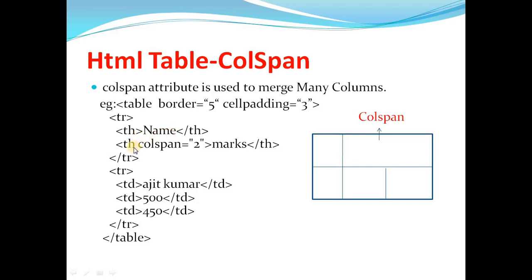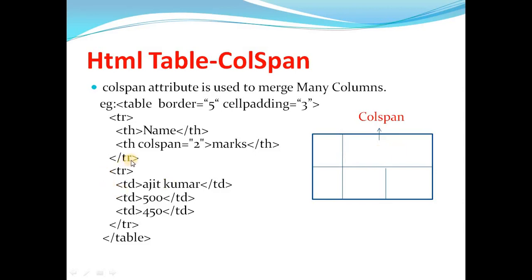Here name will come in the first row, and in the column span, that is colspan equals 2, I am going to merge 2 columns here. See here 2 columns have been merged. Colspan equals 2 will merge 2 columns. The first th will be name, that is in the first row the heading will be name, and here the heading will be marks. That is, by merging 2 columns it will write the marks heading.